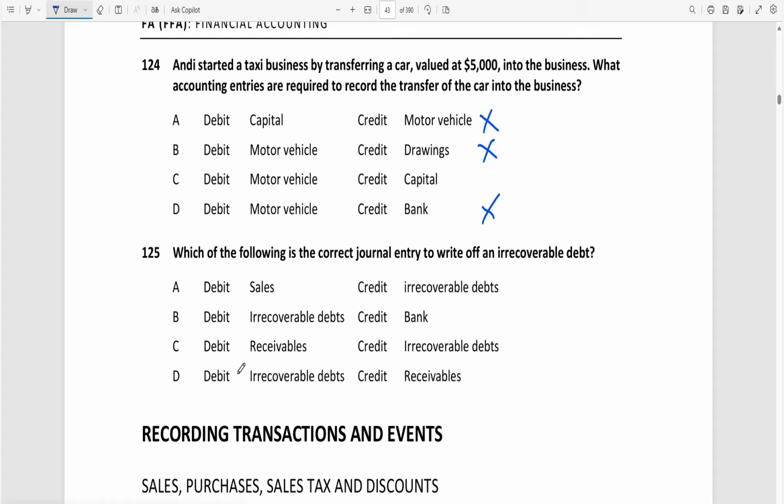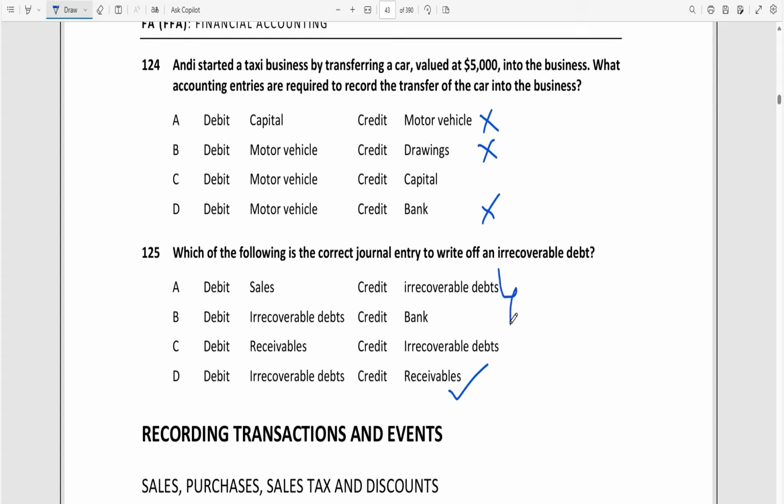So if we look into each of the four options, only D has the receivable balance on the credit side. So that's why the rest of the three options have been eliminated. Right. And on the debit side, it will be irrecoverable debt, which will be shown as an expense in the P&L. So this is the way you should adopt while solving the question. It will really help you to eliminate options and figure out which one option is correct.